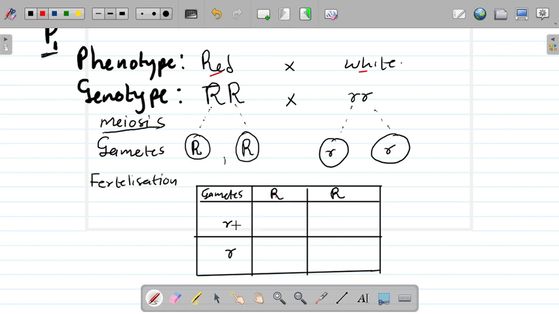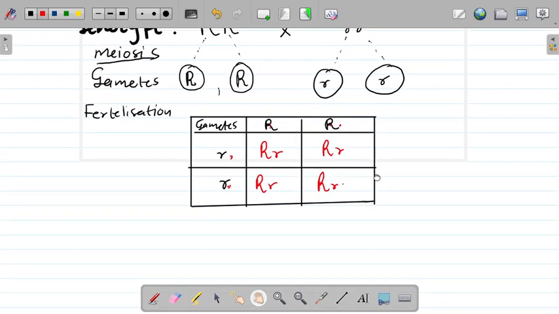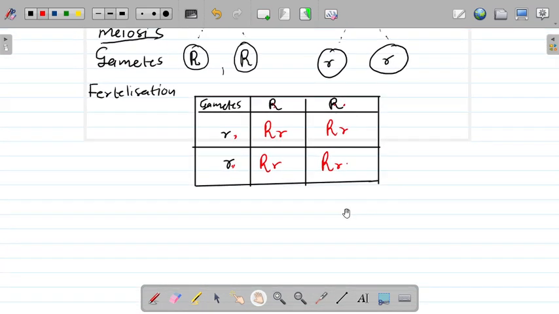This will be crossed with this one, and it will be big R and small r. This one and this one again, big R, small r. And then you come back. This one and this one, big R, small r. And then this one and this one, big R, small r. And then you are done with your fertilization. Now we have them here. Now we have the offspring.